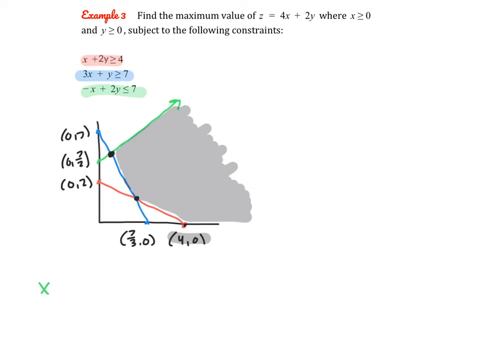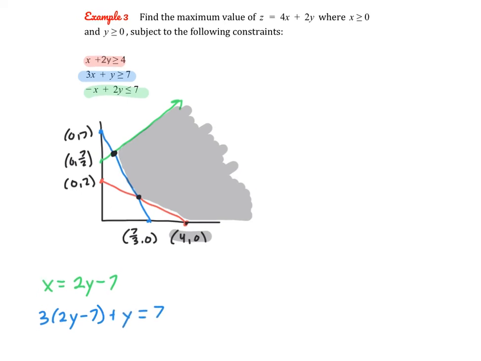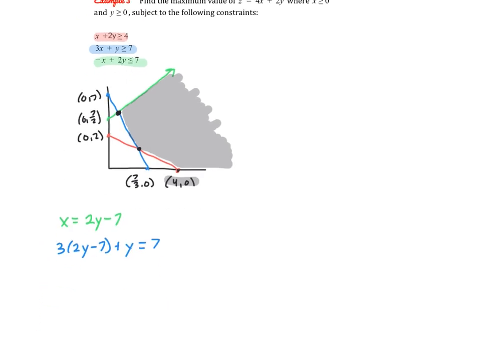I can say x equals 2y minus 7, and I can substitute that into blue. So 3 times 2y minus 7 plus y equals 7. So here we'll have 7y equals 28, so y equals 4, and then if you substitute that back in, you get x equals 1.